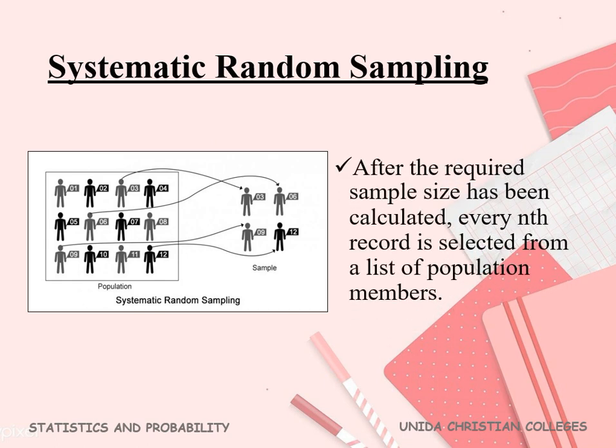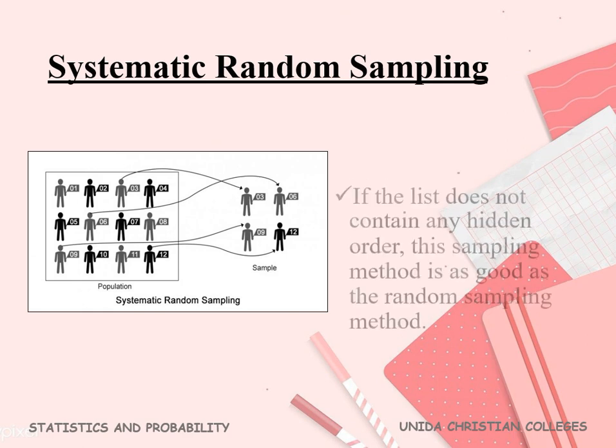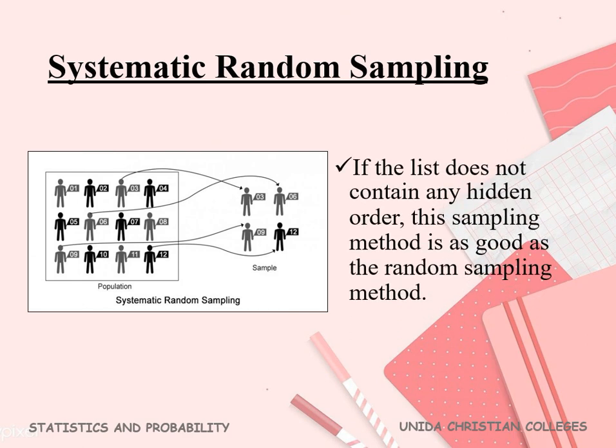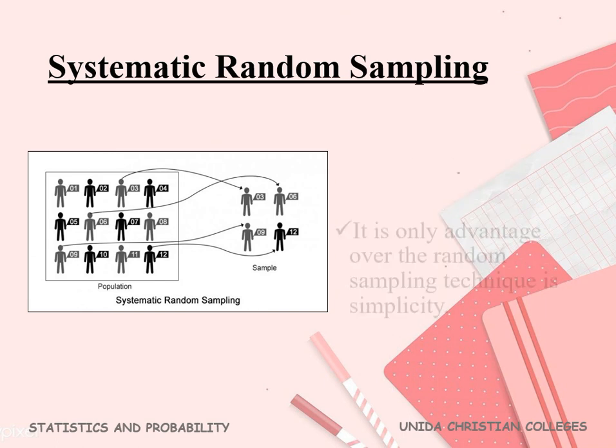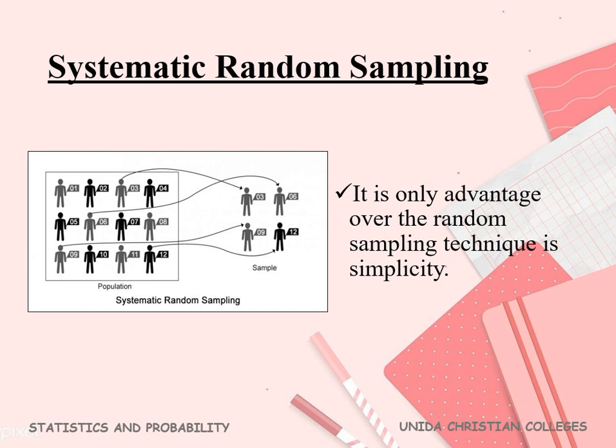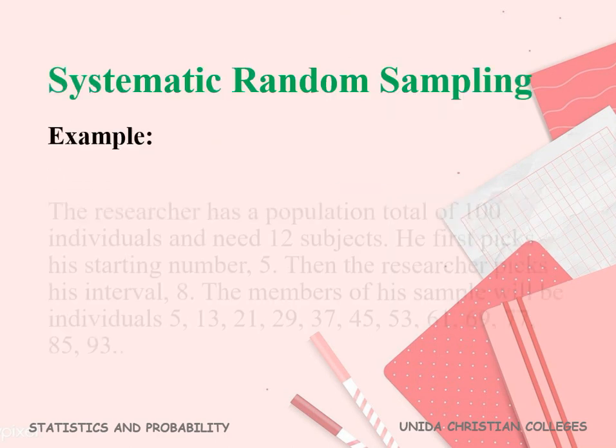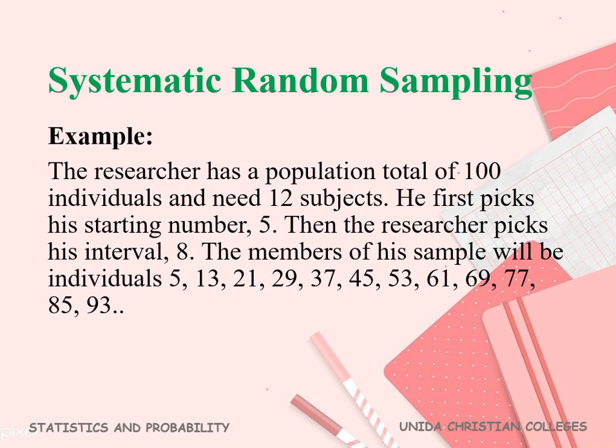So, after the required sample size, same din, meron kang required na sample size dito. Every nth record is selected from a list of a population members. And if the list does not contain any hidden order, this sampling method is as good as random sampling. So, its only advantage over the random sampling technique is simplicity. So, this is the example na the researcher has a population total of 100 individuals and need 12 subjects. So, ang population po nila ay 100. Pero ilan lang ang need niya? 12 lang po na respondent.